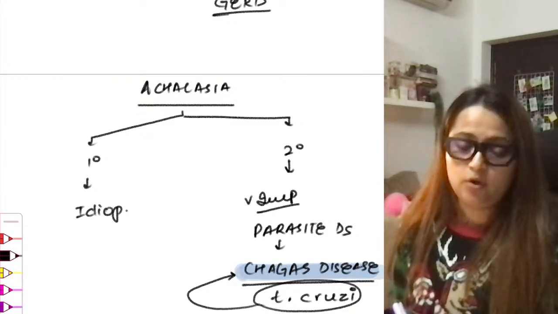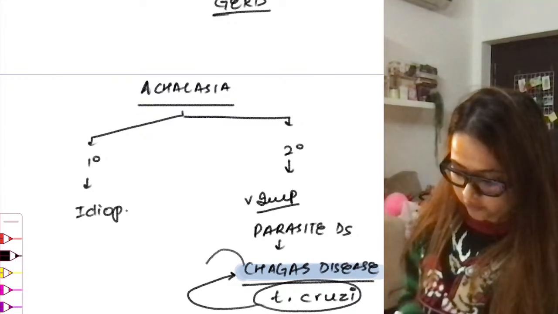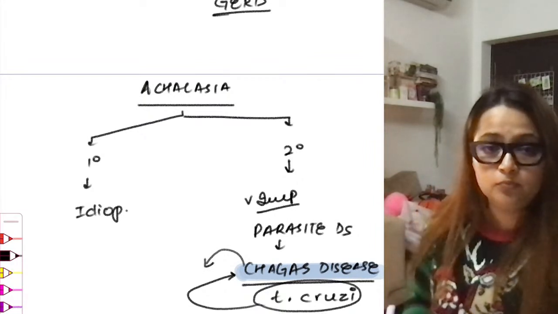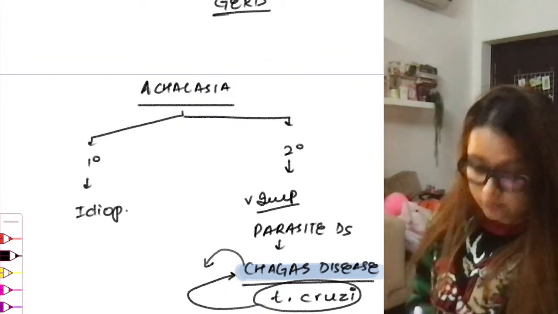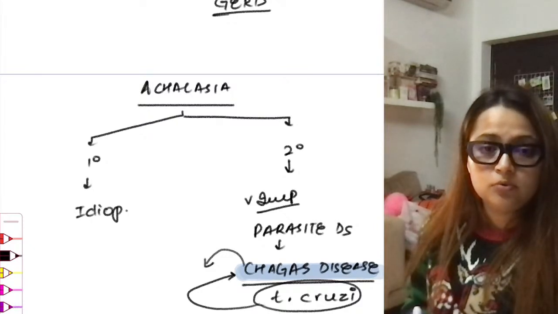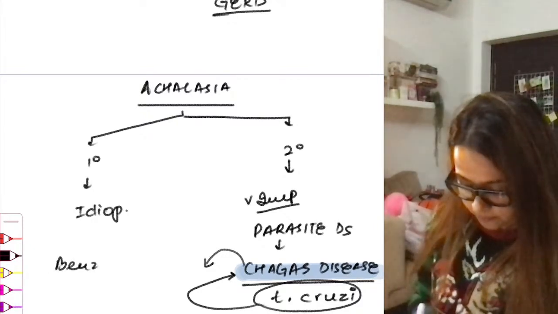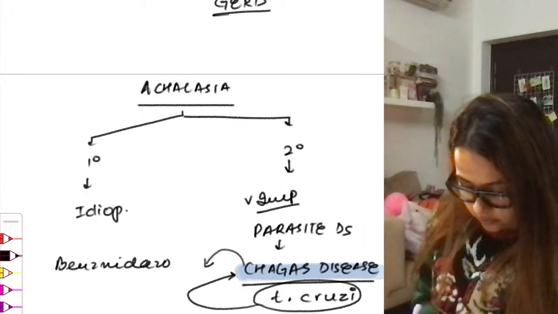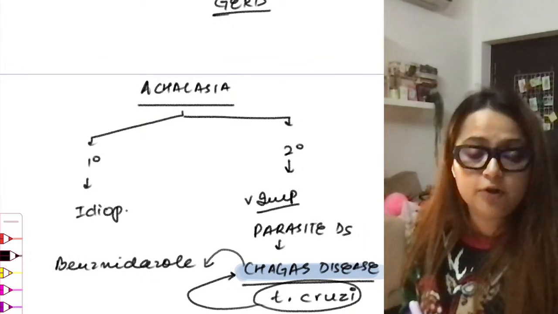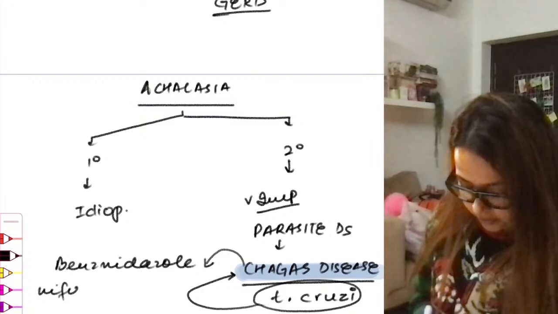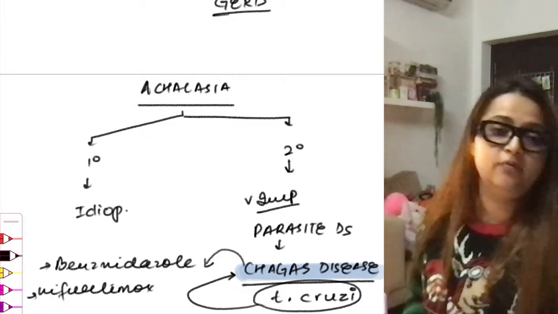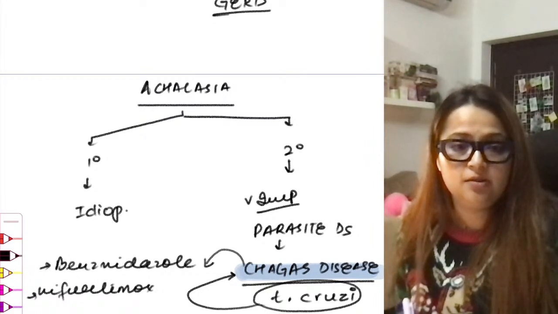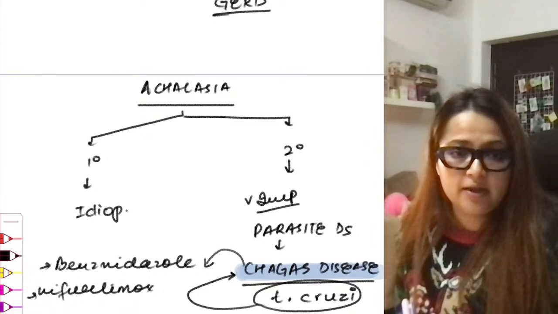All right. What are the drugs being used for Chagas disease? What are the two drugs that you prefer for Chagas disease? Yes. We have benznidazole and nifurtimox. So we have two drugs that could be given for a patient who is having Chagas disease, that is benznidazole and nifurtimox.